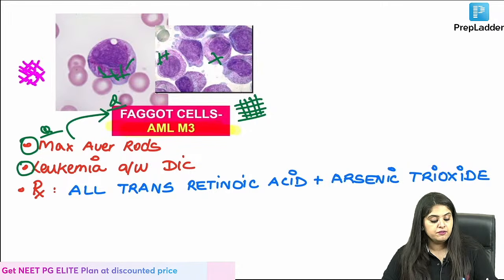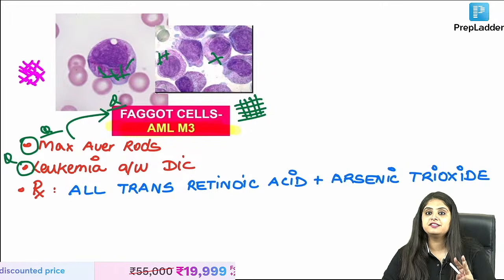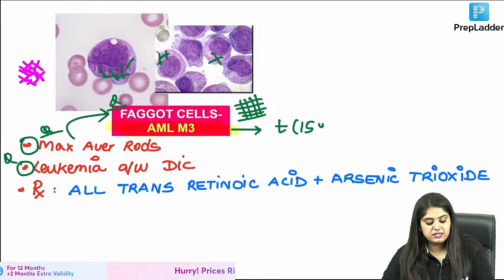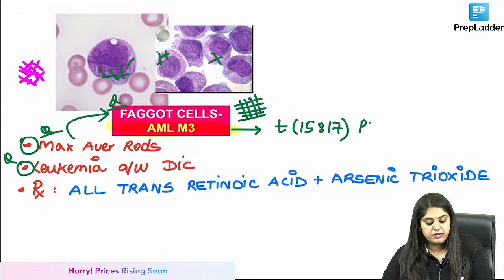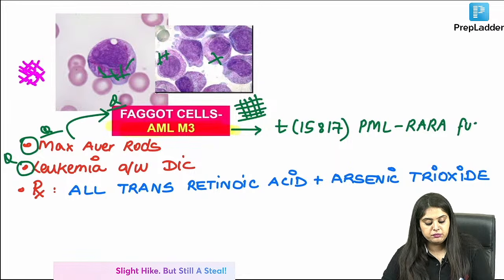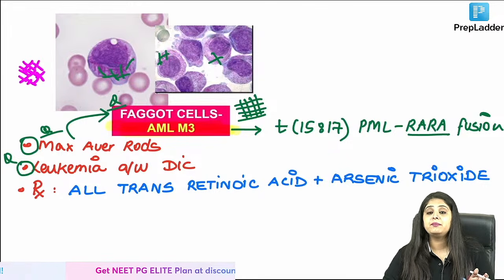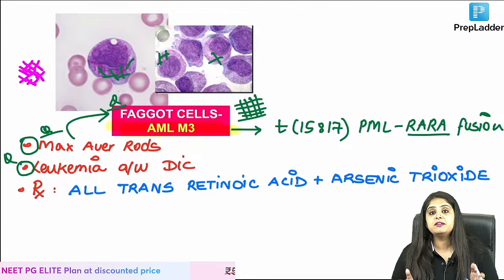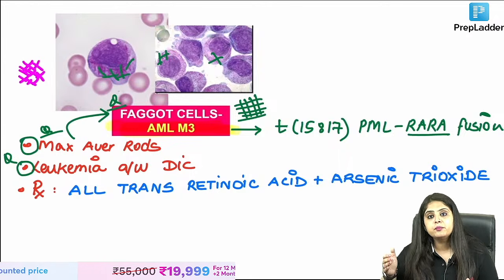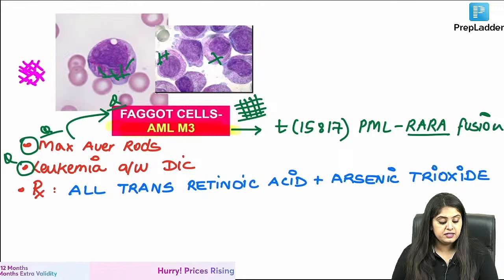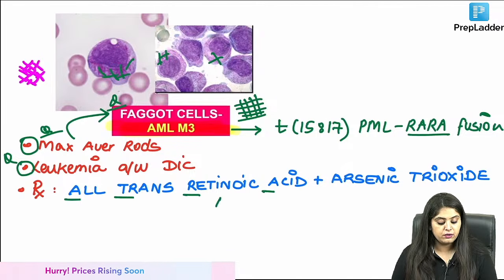AML M3. Which is the leukemia associated with DIC? AML M3. So what is the translocation? Translocation is 15;17, and all of you have already written for me that this shows me the PML-RARA fusion. RARA means retinoic acid. Ma'am, this tumor is happening because of a problem in vitamin A metabolism. So if the problem is in retinoic acid, then the treatment should also be retinoic acid. We give ATRA, that is all-trans retinoic acid.